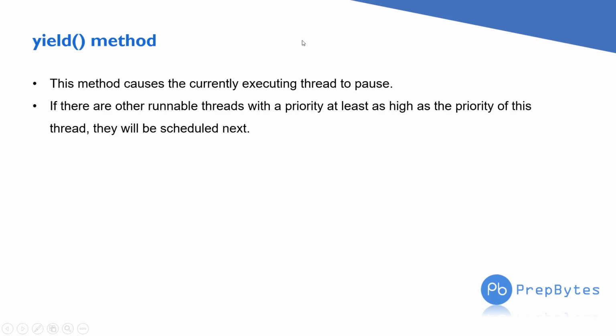Now what is the meaning of this? Let's see what is the meaning of this line. For example, my ct1 thread is currently executing. ct1 thread is currently executing with a priority of 5.